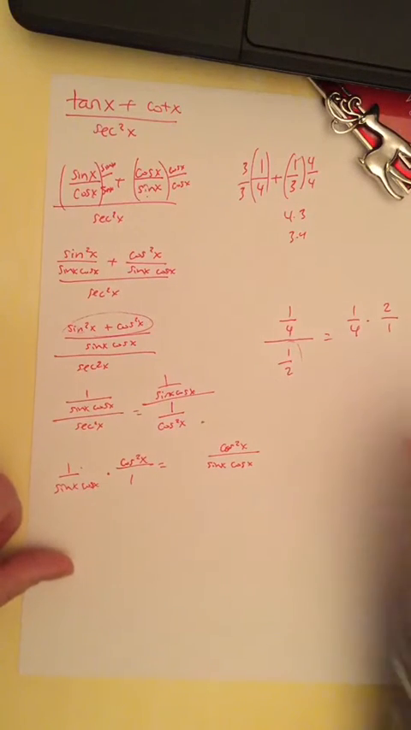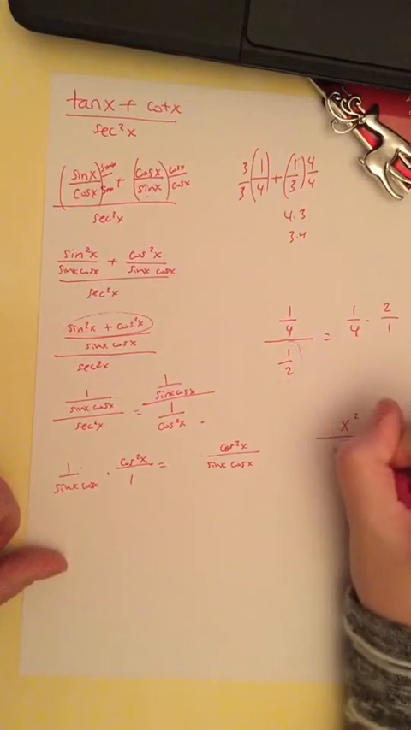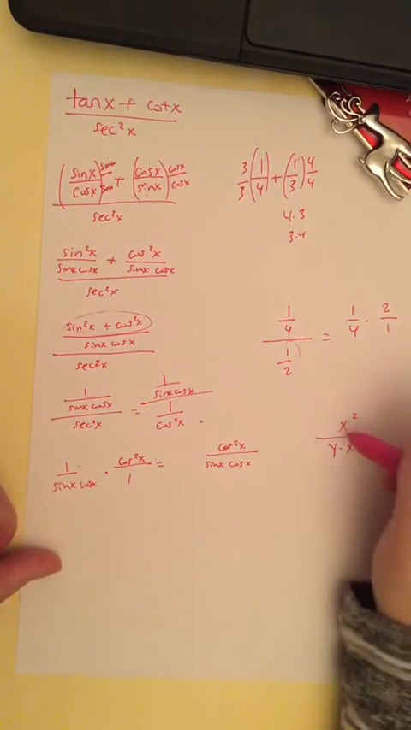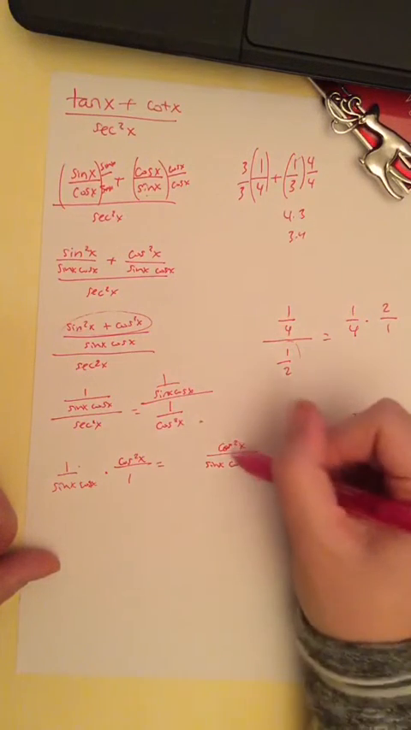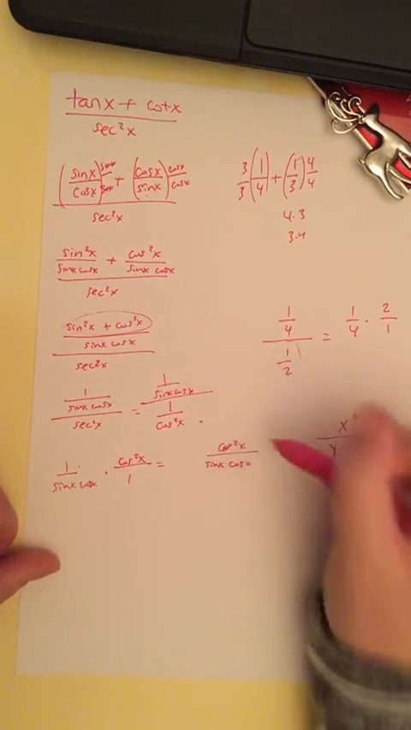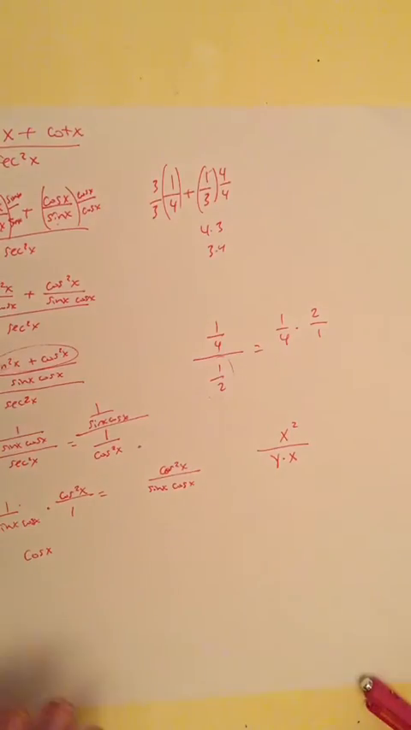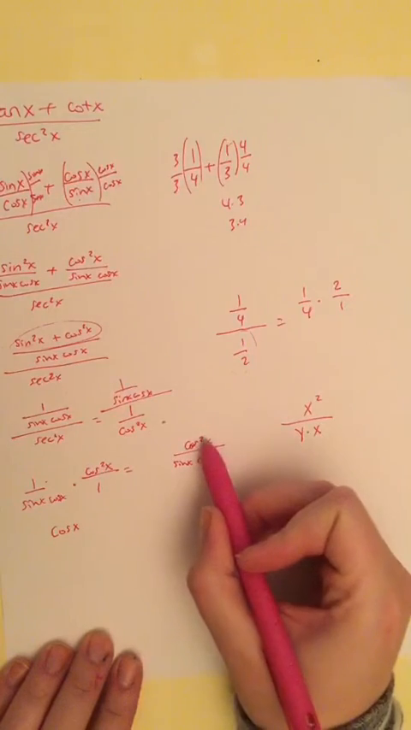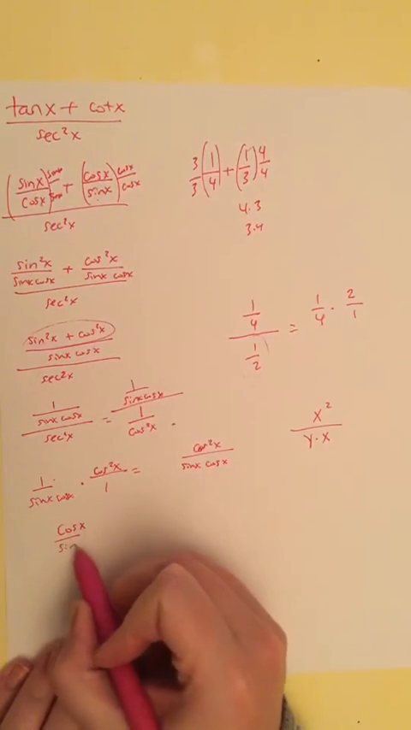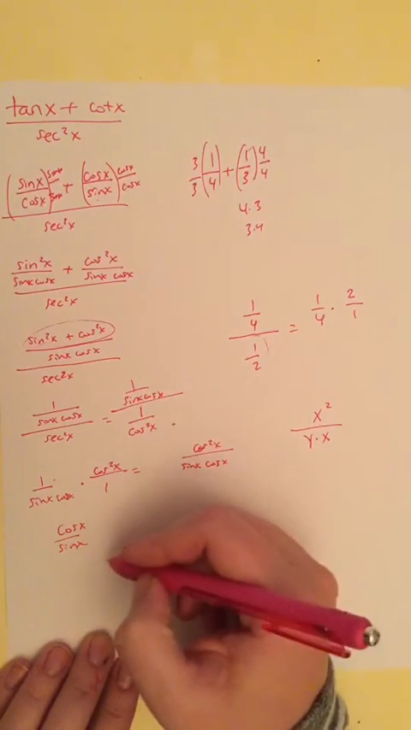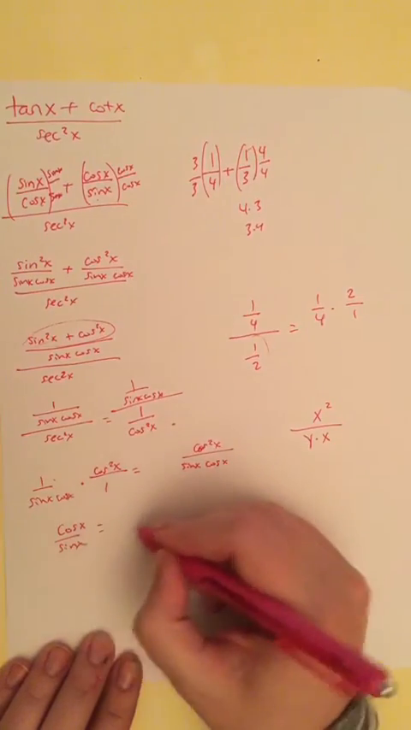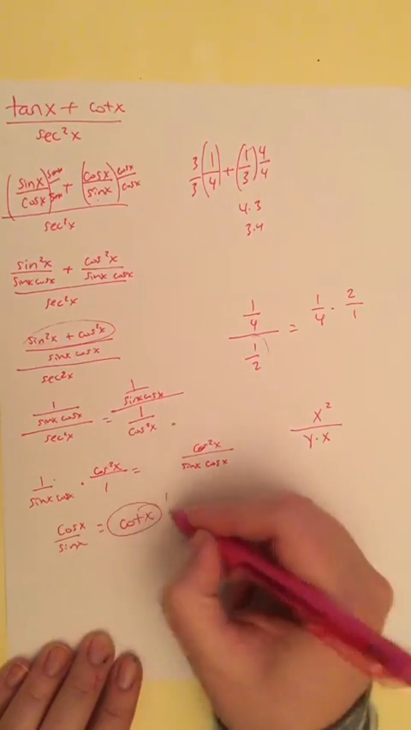So this is the same thing as if I had x squared over y times x. Same thing we dealt with on that last one. What can you do if you have the same base? These are the same base. What can you do? Well, you can cancel out one of these cosines. So if I have cosine squared x divided by cosine, it leaves me just one cosine over sine of x. Well, this should look familiar. Remember, sine over cosine is tangent, which means cosine over sine is equal to cotangent.